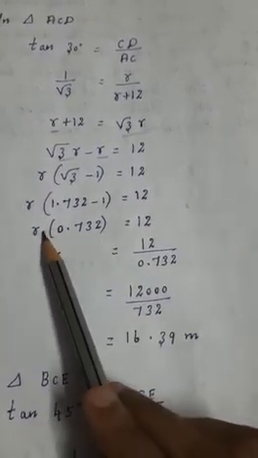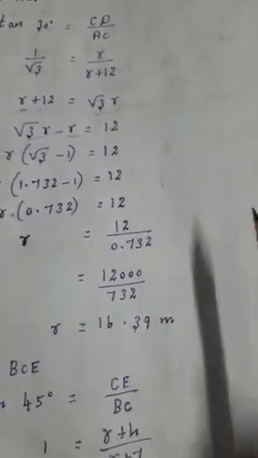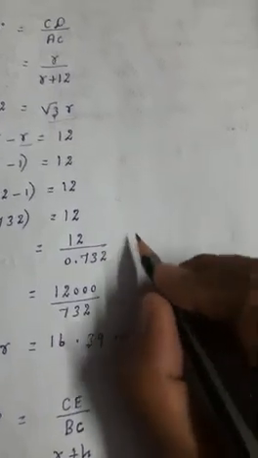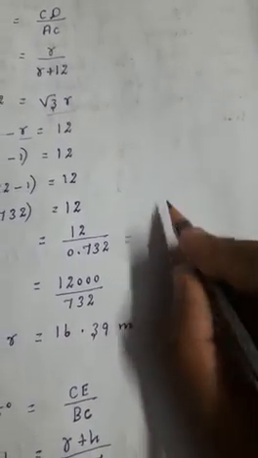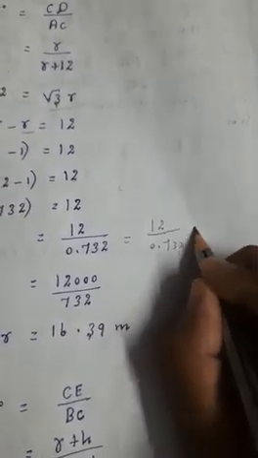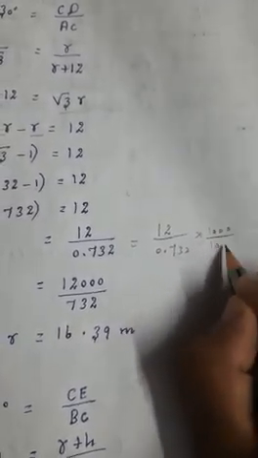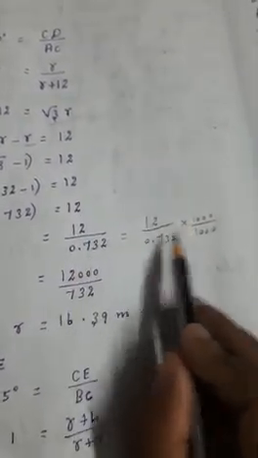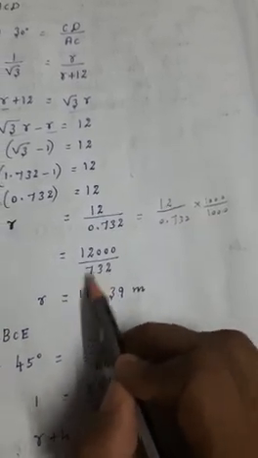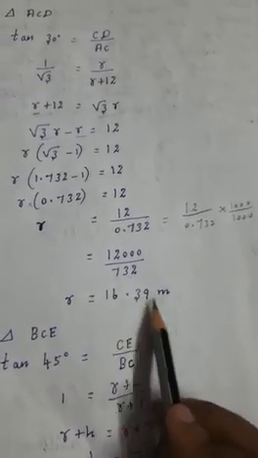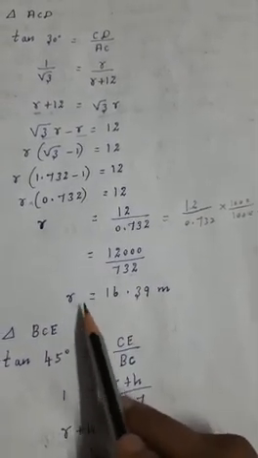This is multiplication, so if you bring it to this side, it will become division. The denominator has 3 digits after the point. If you want to remove this decimal, 3 digits means multiply and divide by 1000. So you will get 12 into 1000, 12,000, divided by 732, since multiplying removes the point. If you divide, you will get the answer. R is equal to 16.39 meter, that is the radius. Okay, so the radius R value, one question answer we have got.